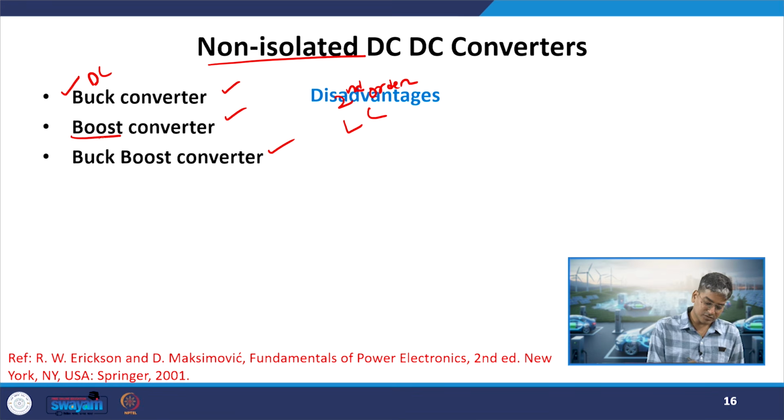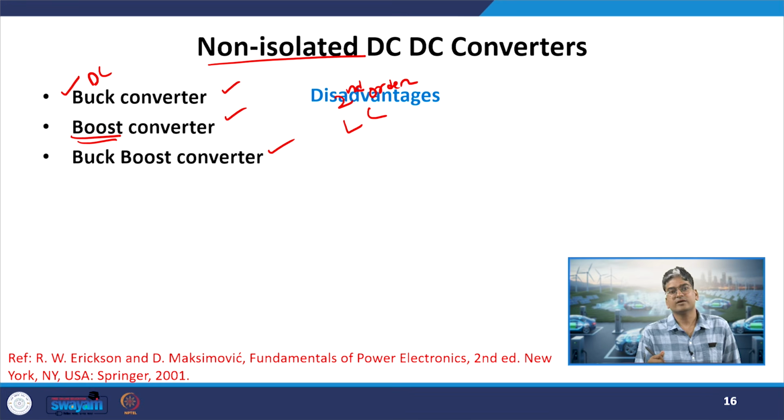When I talk in terms of the boost converter, in this case the source current was continuous. Why? The inductor was connected in series with the source, whether the switch was in the on condition or off condition. In both cases the source was connected in series with the inductor. So, your source current was continuous, but the load current was discontinuous.